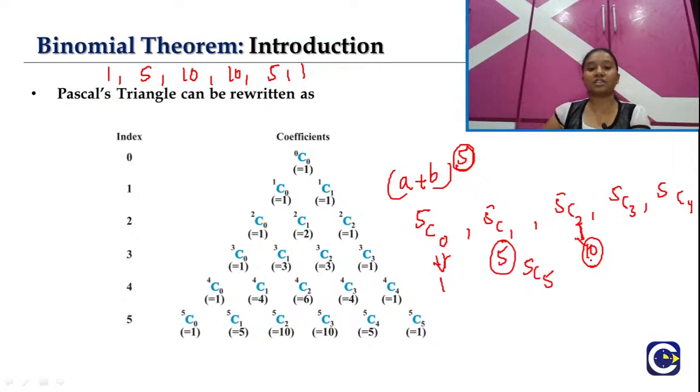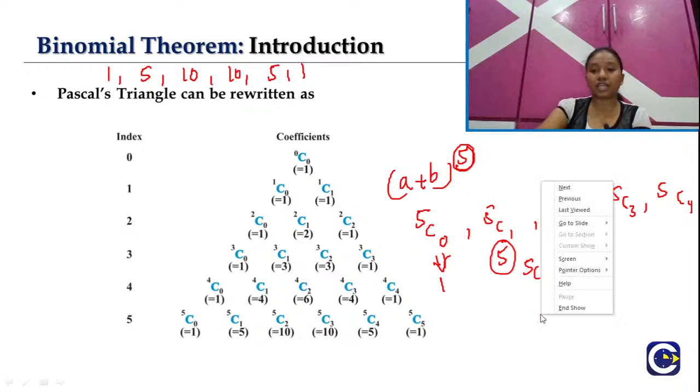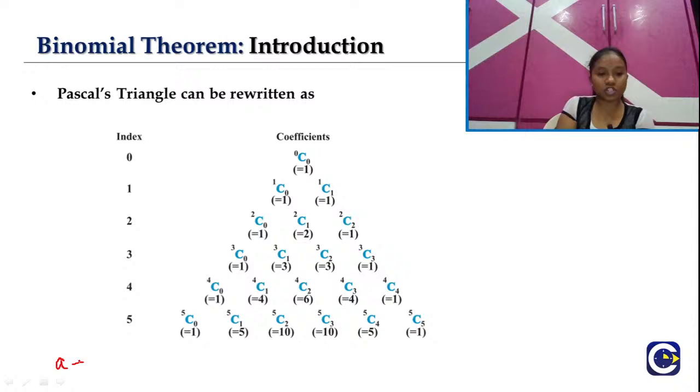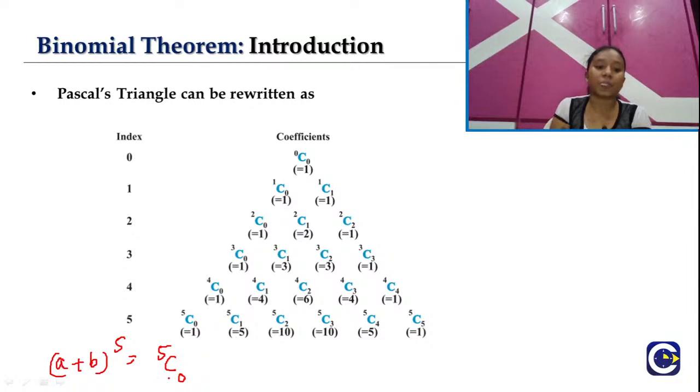So it is nothing but the same thing. Now, if we want to write the expansion of this (a + b) whole power 5, the first coefficient will be 5C0, and the first term will be a power 5 and the second term will be b power 0. And for the second, what is the second coefficient? 5C1, and the power of a will be decreasing, so a power 4, and the power of b will be increasing, so it will be b power 1.